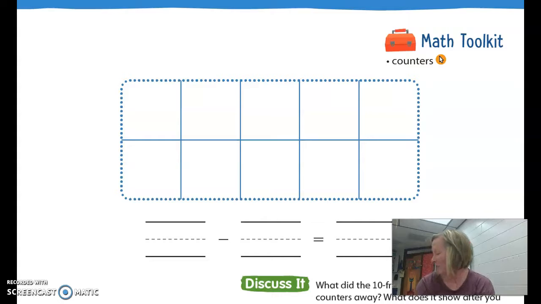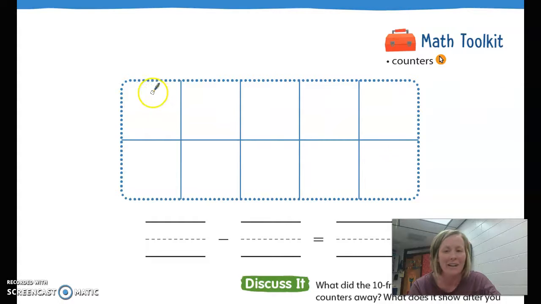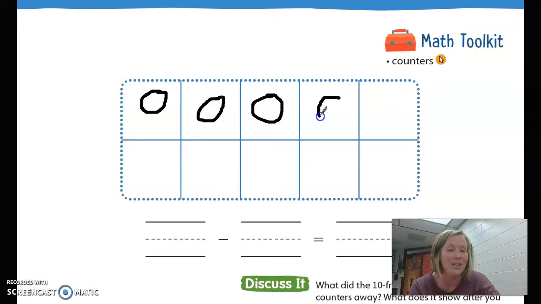I'm going to tell you a story. Sarah picks 9 flowers. Let's draw our 9 flowers. I'm just going to draw circles because it's easier to draw on the computer. If you want to draw 9 flowers, you go ahead and do it. 9 flowers.